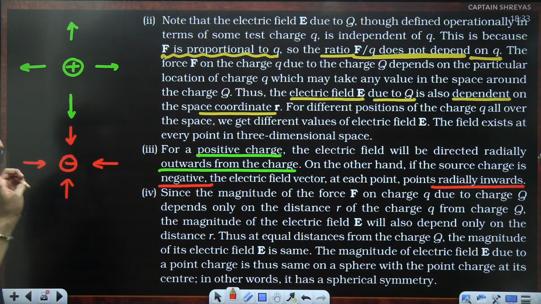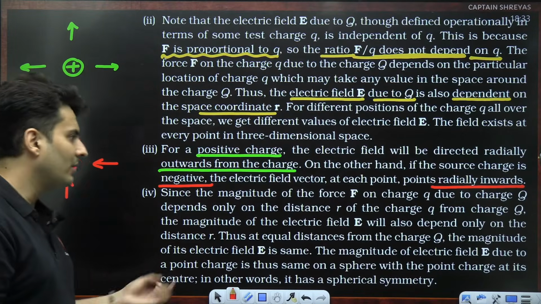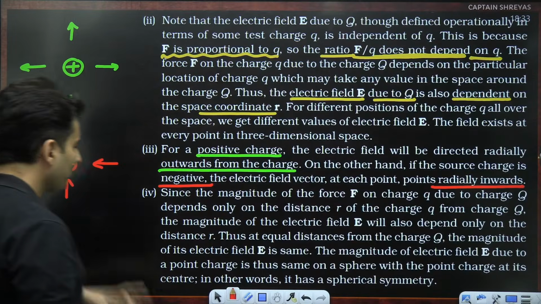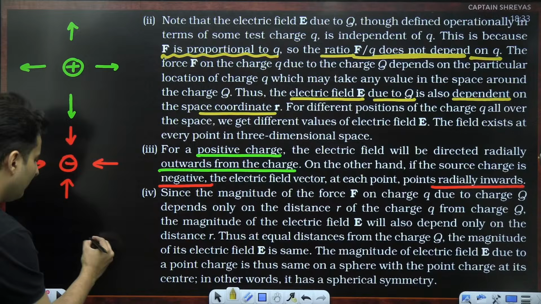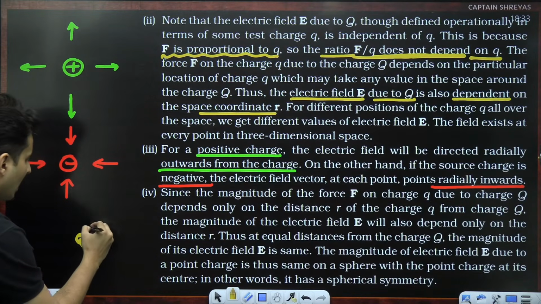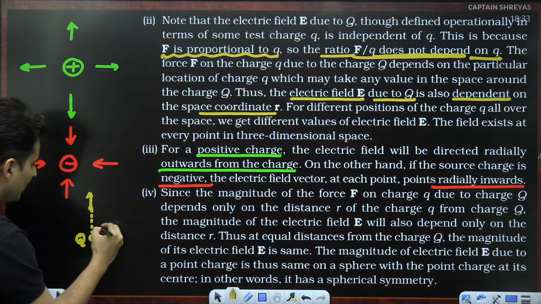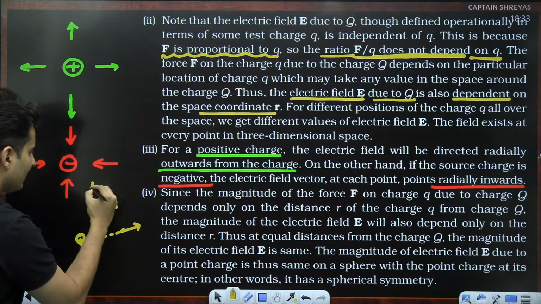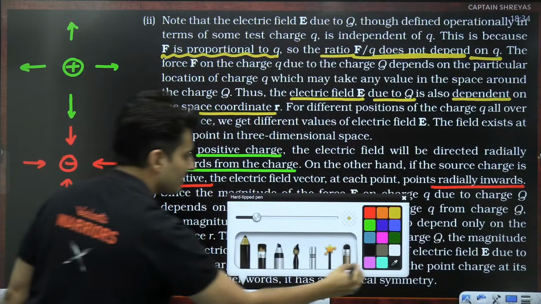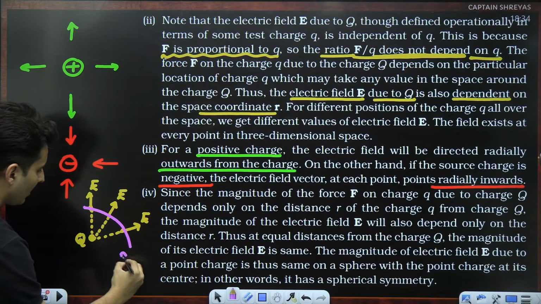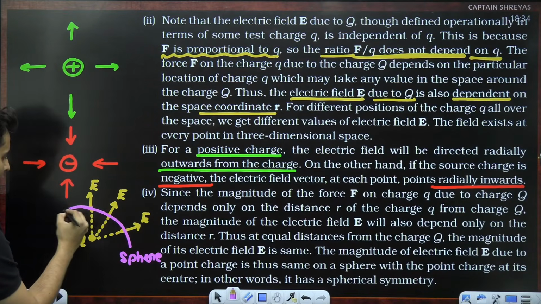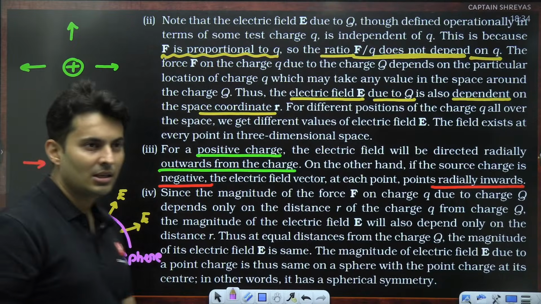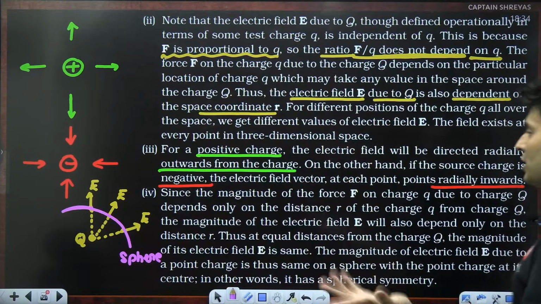Since the force on charge q due to charge capital Q depends only on the distance, the magnitude of the electric field will also depend only on the distance. At equal distances, the magnitude of its field is the same. The magnitude of the electric field due to a point charge is the same on a sphere with the point charge at the center. Okay, so what it says is basically, if you take a charge, and you measure how much field is there over here, you go the same distance in any other direction, you measure the field here, you go some other direction, same distance, and measure the field here, this field will be the same here, here, which means if you consider a hypothetical sphere, on that sphere, everywhere the field will be the same. That is what this means. Same magnitude of electric field at the same distance, but the directions will be different.